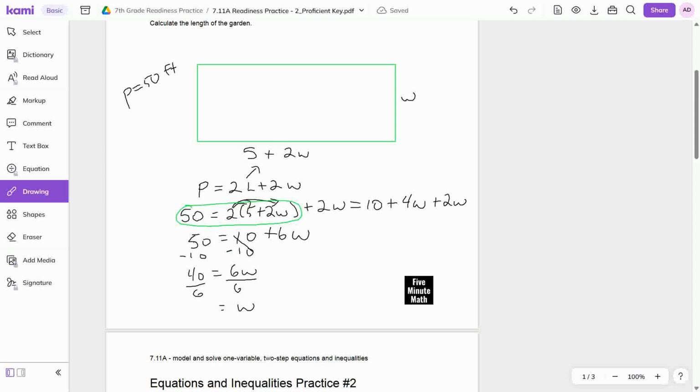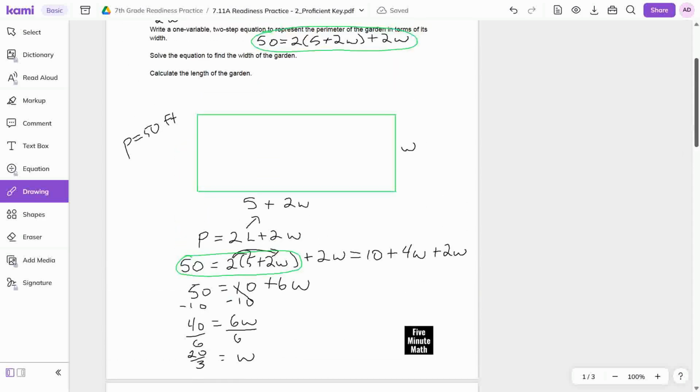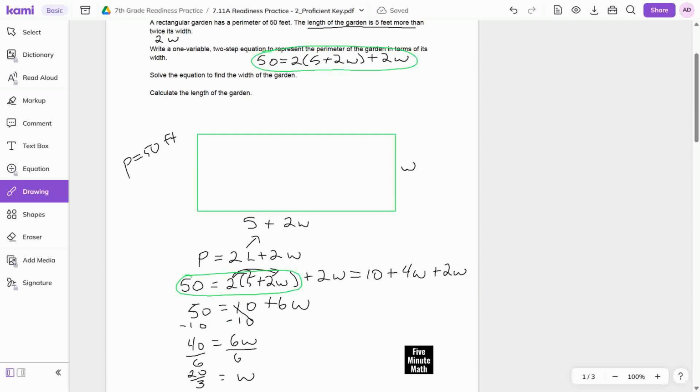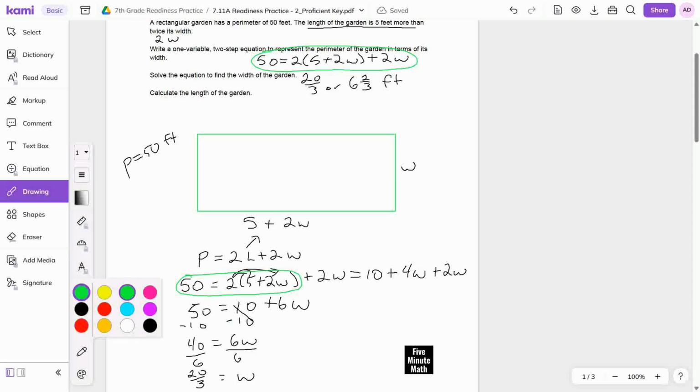That's 20 divided by 3. So we'll leave it right there, like 20 thirds. If we want, you can do 6 and 2/3, either way. So 20 thirds is our width, or we can say 6 and 2/3, and we're dealing with feet. That is our width. Now, how are we supposed to calculate the length?